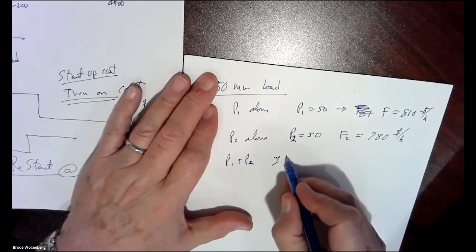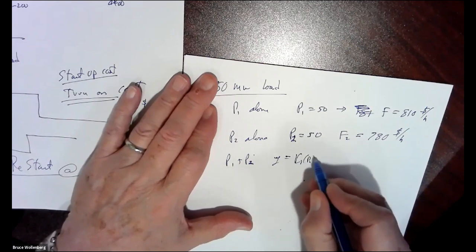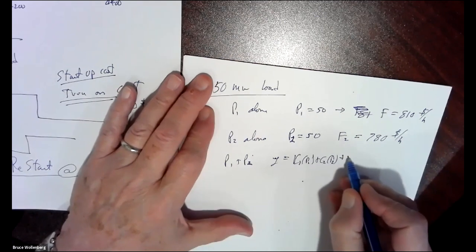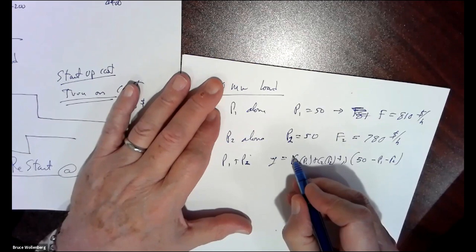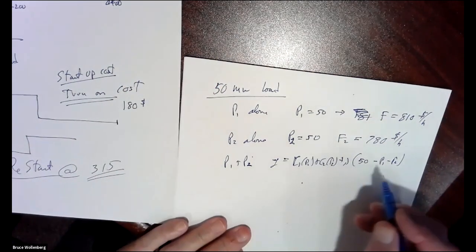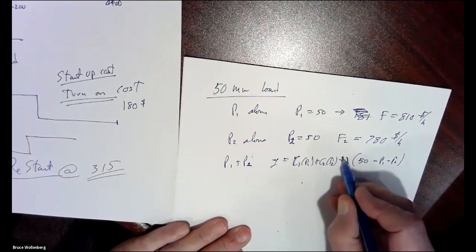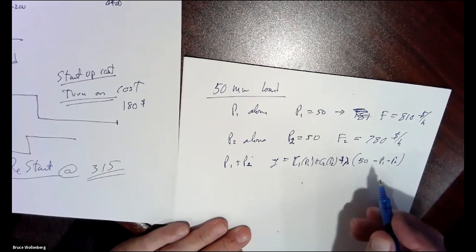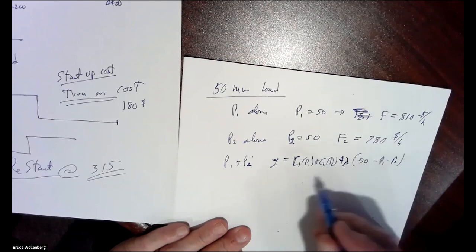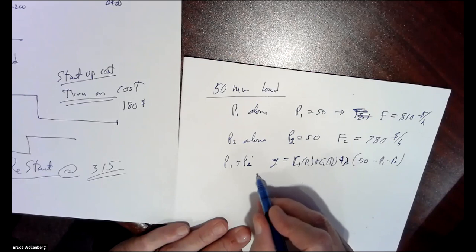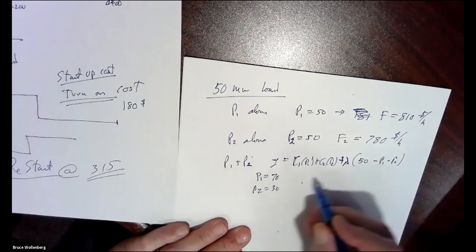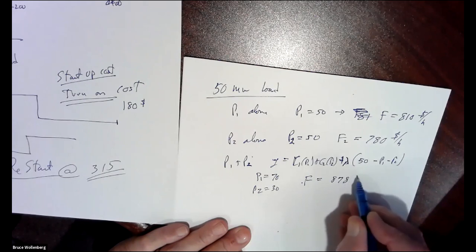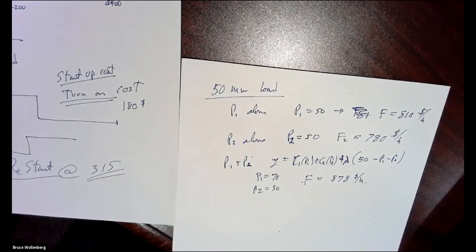If they're both operating, then you have to do a Lagrangian. You have to say C1 of P1 plus C2 of P2 plus lambda times (50, the load, minus P1 minus P2). And you have these limits, so effectively you have to worry about the limits. Let's suppose you solve this with the binary search. You can go ahead and work this, and you will find that P1 is equal to 70 and P2 equals 30. And then F of the combination is $878 per hour.